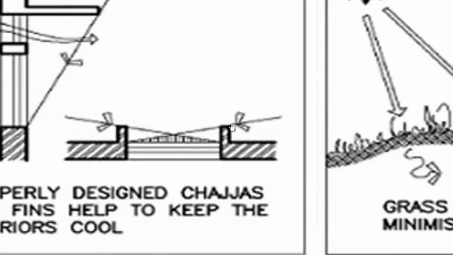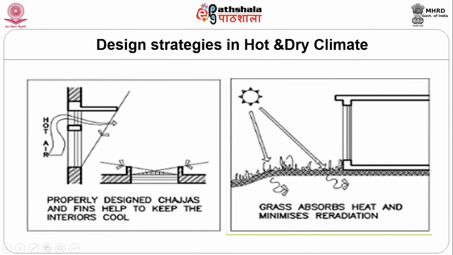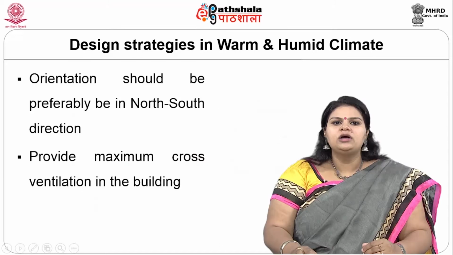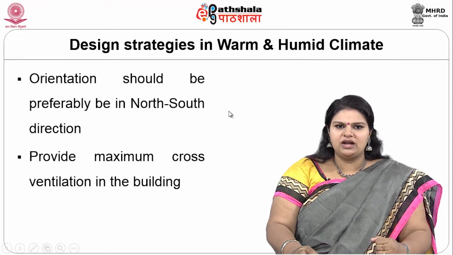If you look at the chhajja over here, the entering angle and the exit angle, when you have the projection over there, the sunlight cannot enter and you will only have daylight entering the space. Over here you have grass, which absorbs heat and minimizes radiation. If you had a concreted space here or even stone for that matter, it would re-radiate and enter the house. So, we need to make sure that we have plantings and landscaping wherever possible rather than any hard paved surface.